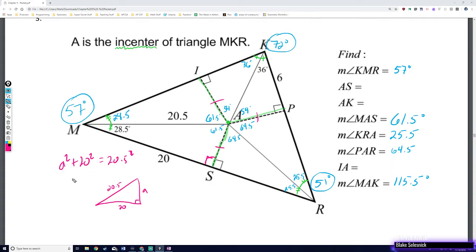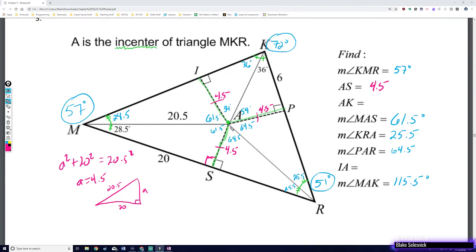This ends up being 4.5. 20 squared is 400, 20.5 squared is 420.25, and then I subtract and get 20.25. The square root of 20.25 is 4.5. I'm going to leave that math to you, but basically this is 4.5. I don't just write it in the blank. I do that as well, but I'm writing it here and every place that it is so I know where it is. Then it says we're trying to find AK.